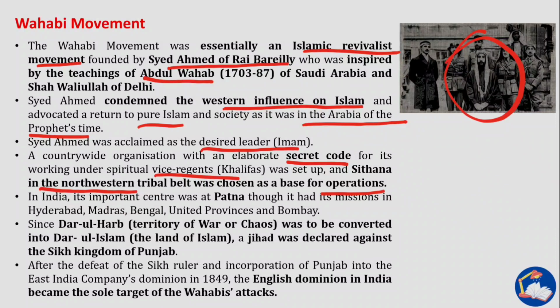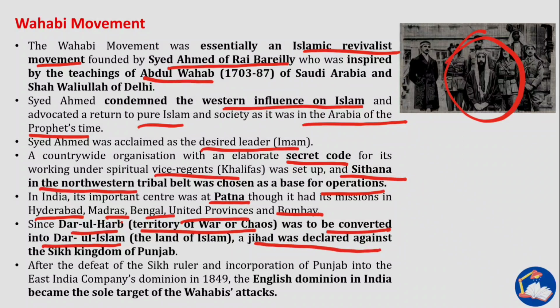Sitana in the northwestern tribal belt was chosen as the base of operations. In India their most important center was at Patna, though it had its missions in Hyderabad, Madras, Bengal, UP or United Provinces at that time, and Bombay. It was a largely extended movement, and their main aim was to convert Dar al-Harb, the territory of war and chaos, to Dar al-Islam, meaning land of Islam.